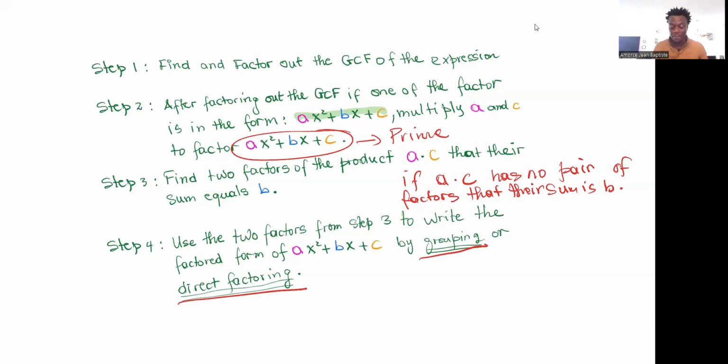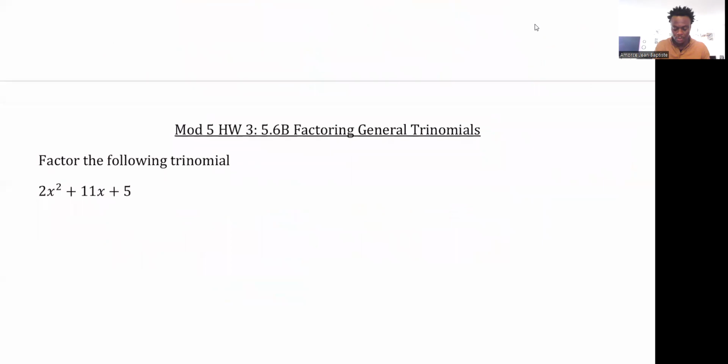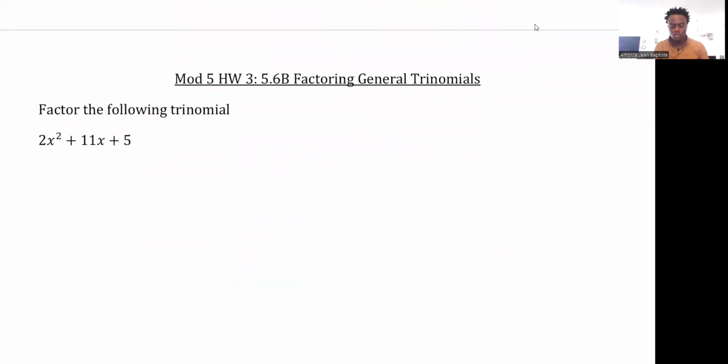Now let's see what happens in one example. Now let's look at the first example here. We have this expression to factor. It's a general trinomial because the a value is not 1. If it's not 1, then that's a general form of a trinomial. Now, how do I factor it? First step, I try to see if I can find the GCF.